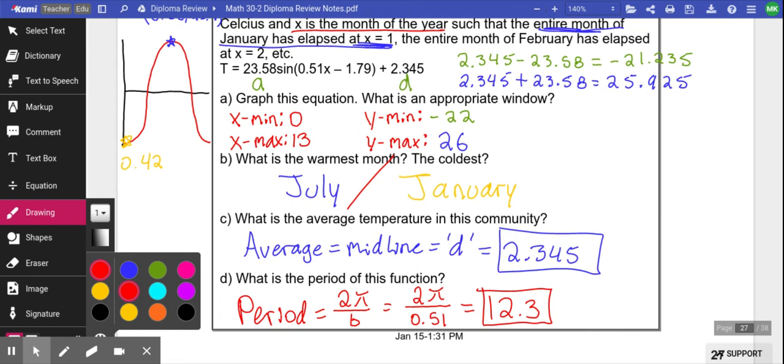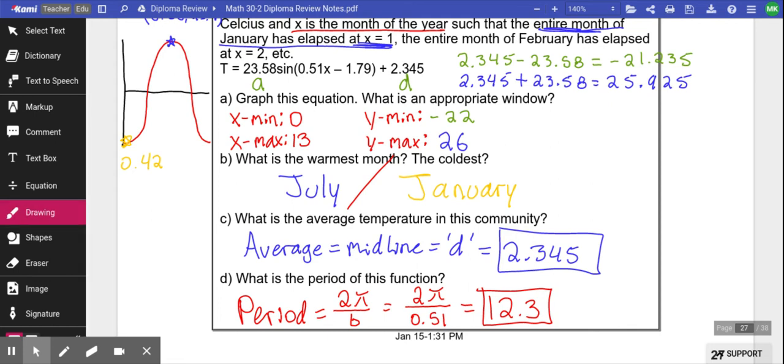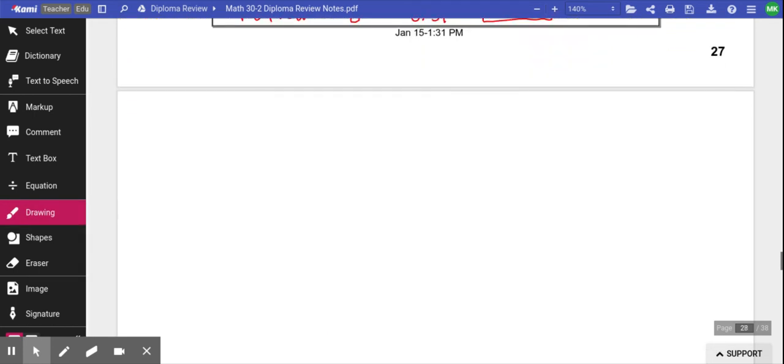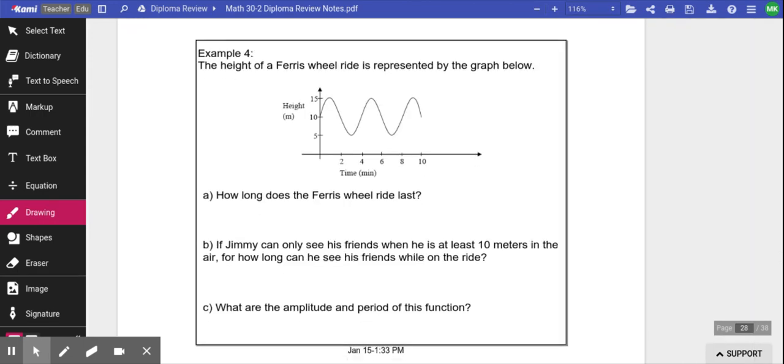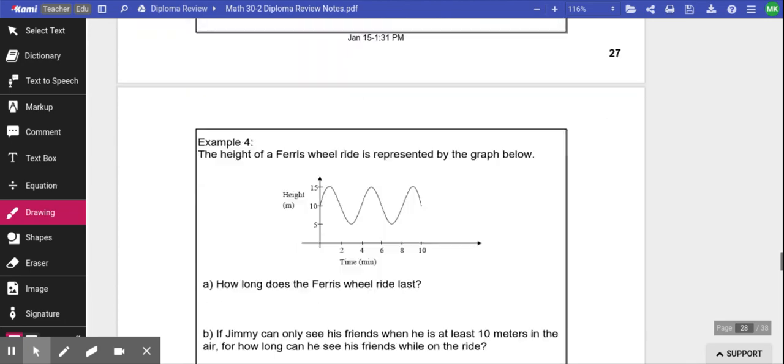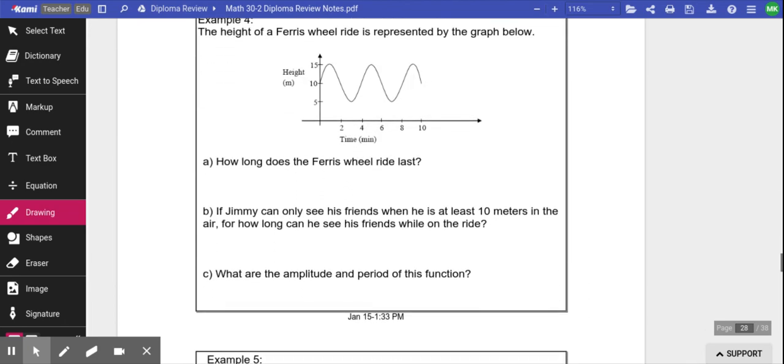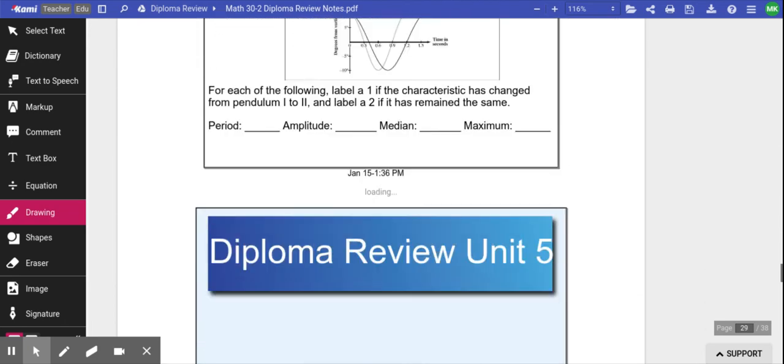Awesome. That's interpreting a sine graph. Then, yeah. Yep. No. We can.